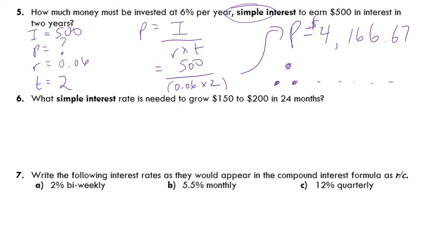Number 6, what simple interest rate is needed to grow 150 to 200 in 24 months? We see simple. Our minds need to go to this.